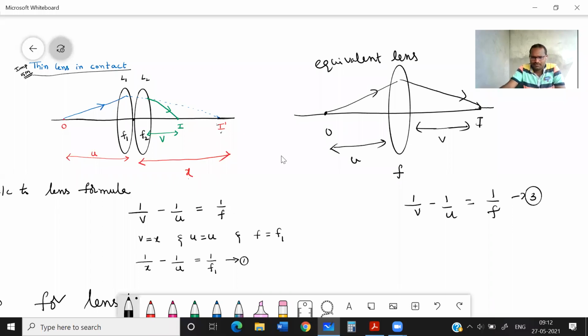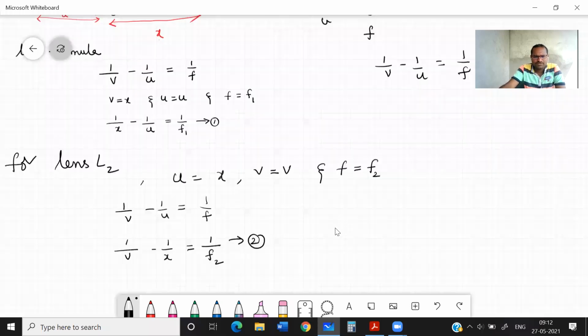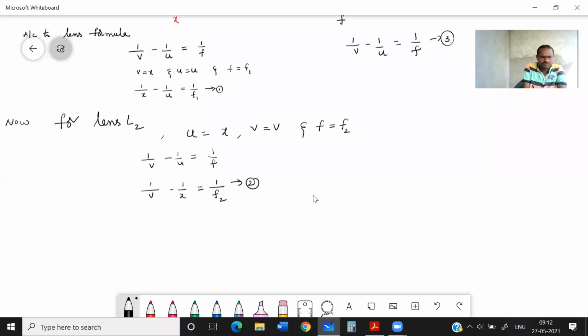Okay, now you are having two equations, equation number 1 and equation number 2. Now add equations 1 and 2. Two equations you add. What will you get then?